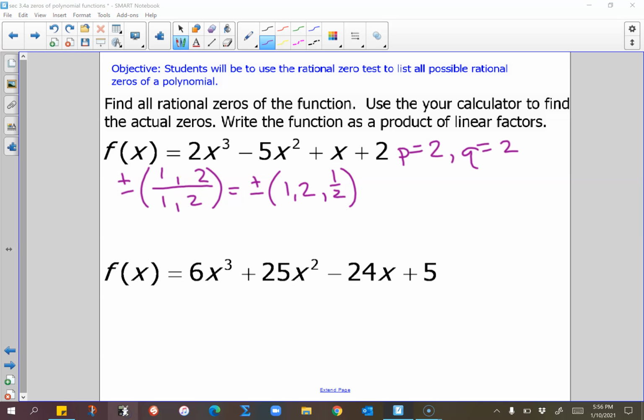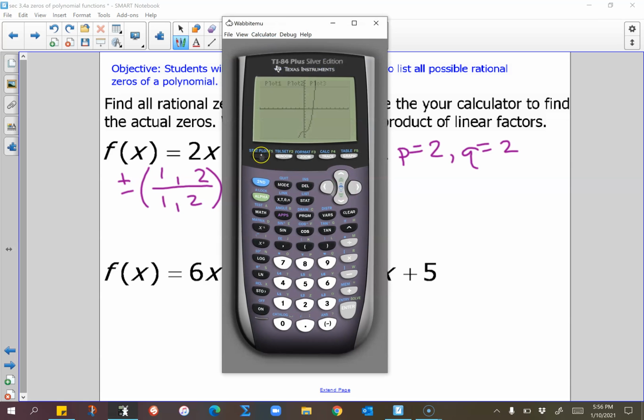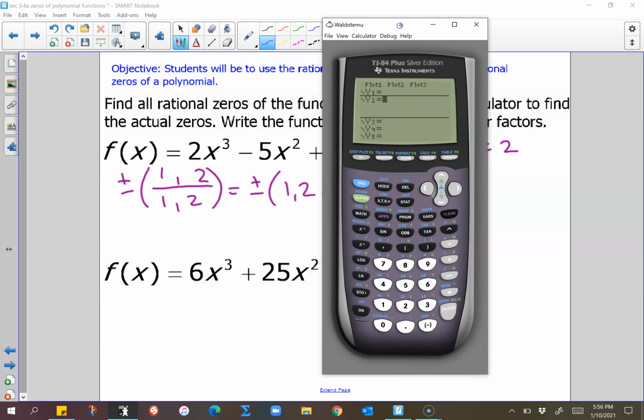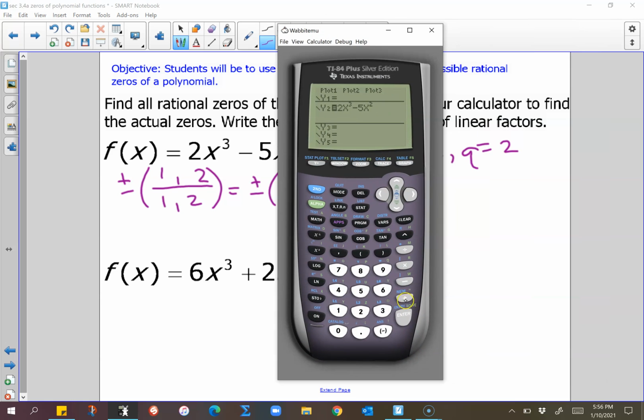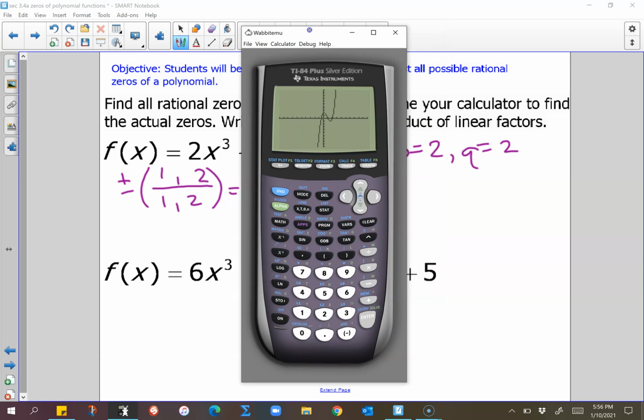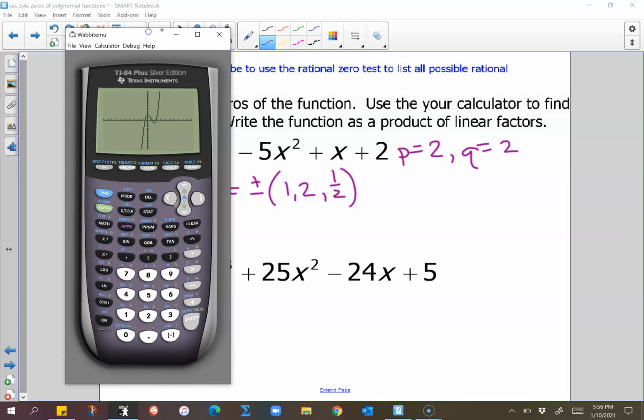Now I'm going to go to my graphing calculator, and we're going to type this in here. So 2x to the 3rd power minus 5x squared plus x plus 2. And then go to zoom 6 if you need to, just to set your standard 10 by 10 window. And there's my graph. Looking at where it crosses, these are all the possibilities, plus or minus 1, 2, and a half.